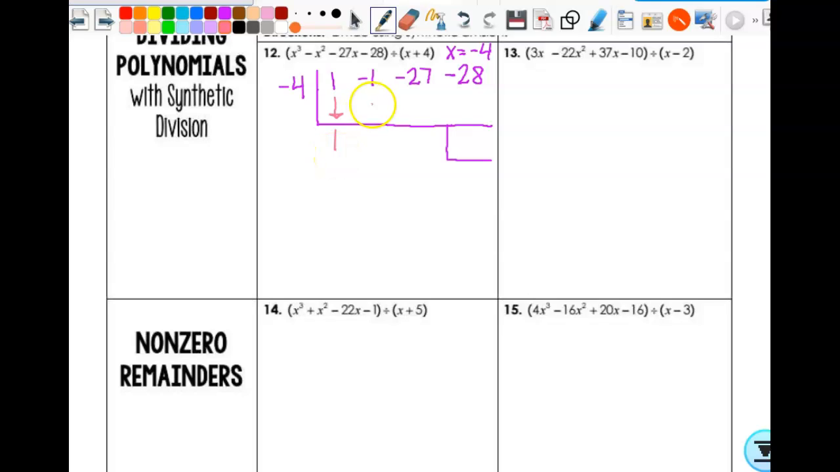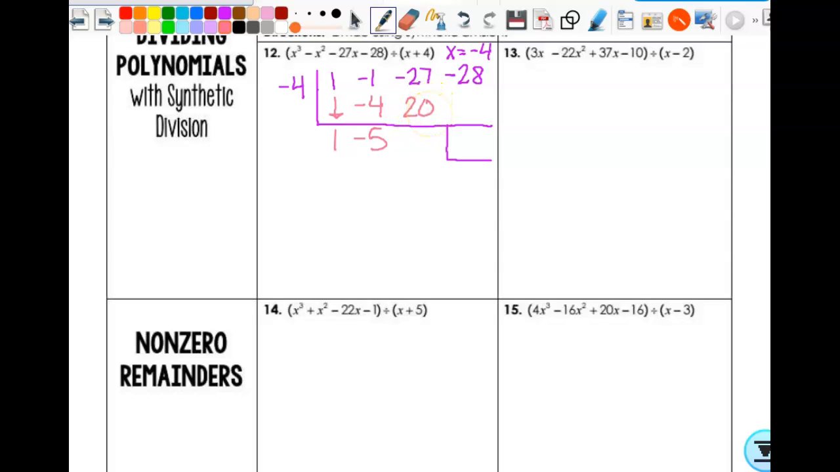Then we're going to fill in 3 more numbers right here. To get those, we take whatever's out here, this negative 4, and multiply it by 1, and you get negative 4. We're also not subtracting like we did yesterday. You just vertically combine. So a negative 1 and a negative 4 is a negative 5. Then I take this negative 4, multiply it by this negative 5. That gives me a positive 20, and that goes there.